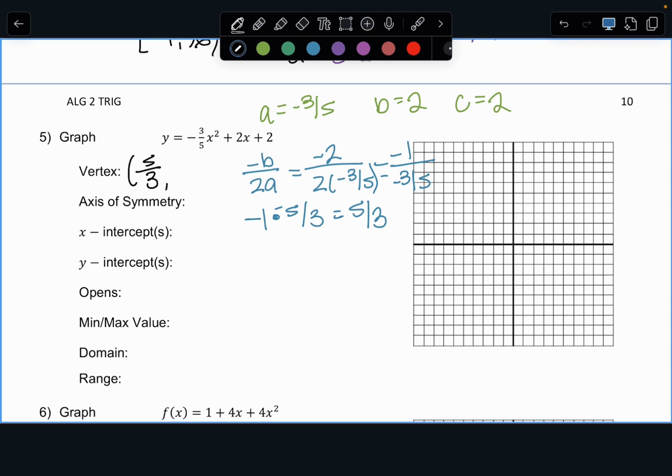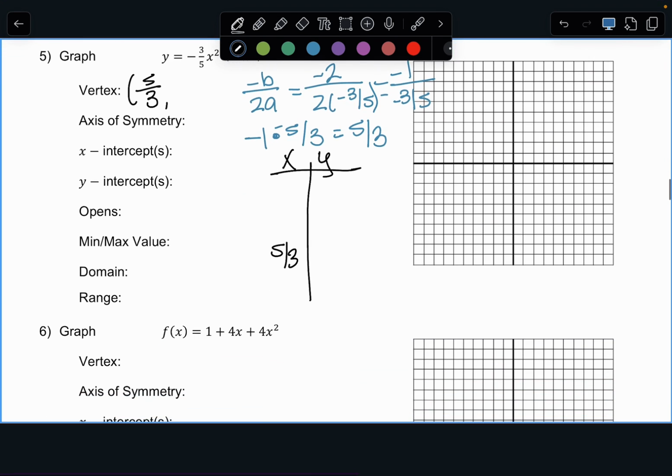Questions on how those fractions worked? Okay, we have to deal with them again because what do I have to do to my 5/3? Plug it in. Okay. Negative 3/5 times (5/3) squared plus 2 times 5/3 plus 2. 5/3 squared.